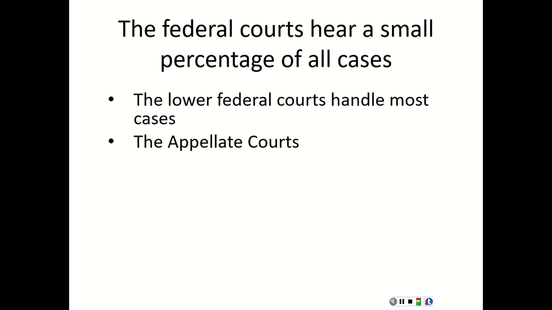There are 13 federal courts of appeals. They are spread throughout the United States. Each one has authority, jurisdiction over a certain area. Texas. We are located in the 5th Circuit. The 5th Circuit is headquartered in New Orleans. The 5th Circuit has jurisdiction over Texas, Louisiana, and Mississippi.